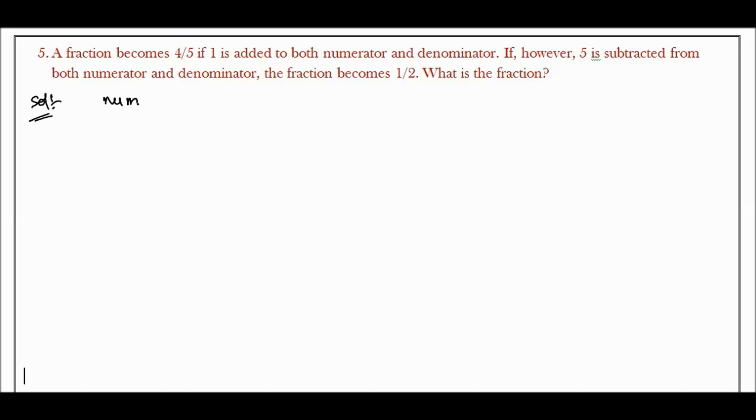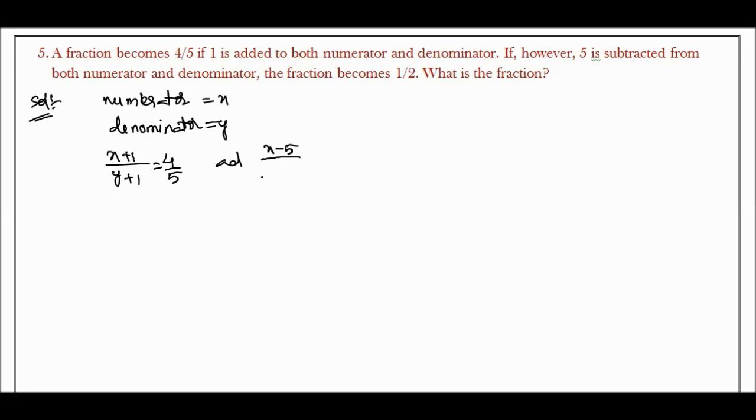So the numerator we take as x, and the denominator we take as y. So if 1 is added to the numerator and denominator, x plus 1 divided by y plus 1 is equal to 4 by 5. Okay. And the second one, however, 5 is subtracted from both numerator and denominator. So here x minus 5 divided by y minus 5 is equal to 1 by 2. So these are the two equations we have to solve and bring the answer.